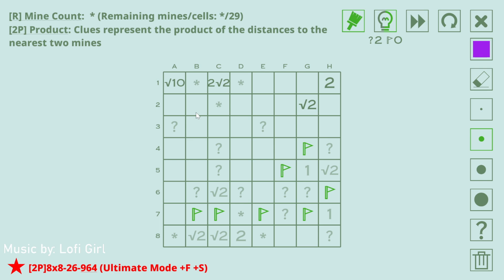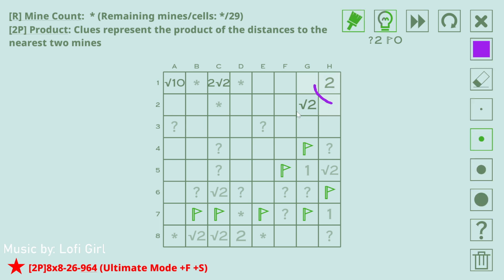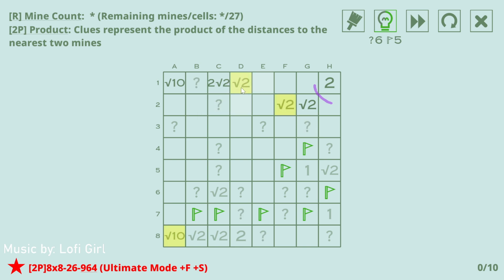And if it were a root 2 times root 5, it must be like this, which does that to us. Not really sure what that would do though. Might be this. Oh, it's this, yeah. One mine over here means that these can't be mines. Alright, much better. That's a mine, those are not mines.